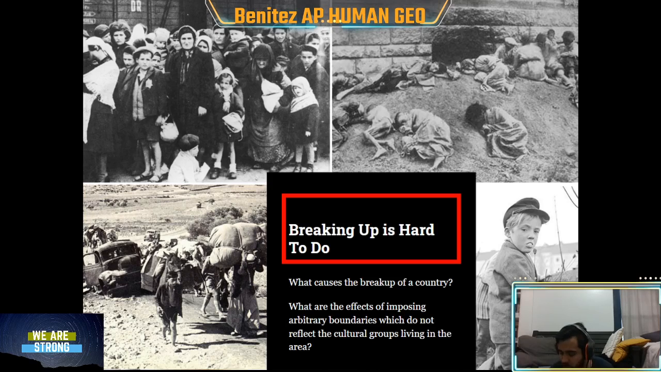As you guys noticed earlier, once the European countries left Africa, the people who were left in power had to keep their people together, but it's very difficult to keep people together. So a lot of breaking up happens, and these are two questions I want you guys to figure out. What causes the breakup of a country? Why do countries break up? And then, what's the problem? What are the effects of imposing arbitrary boundaries which do not reflect the cultural groups living in the area?